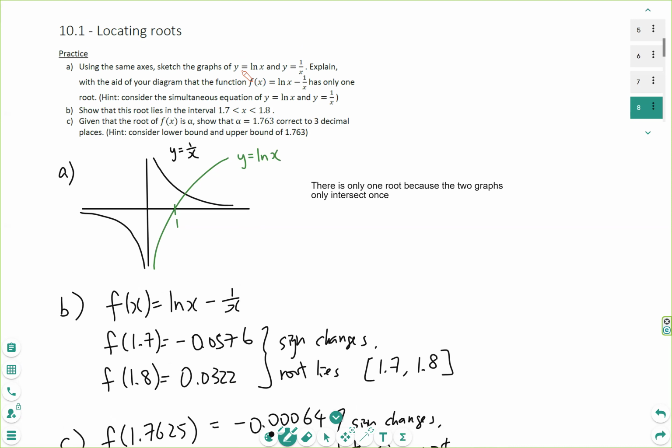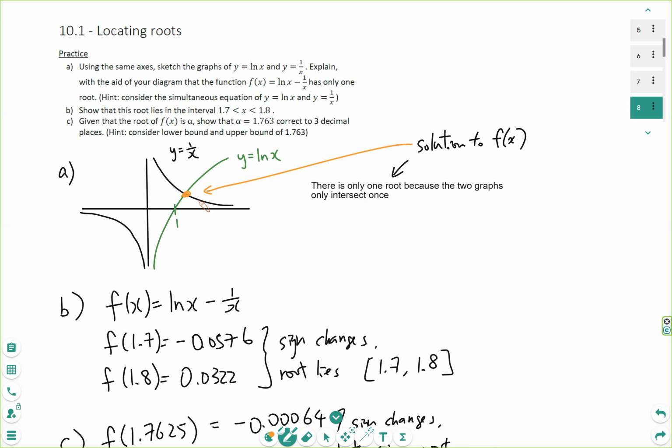Now you might be thinking, how are these y functions related to this f of x? If you bring the 1 over x to the left-hand side, you see 1 over x equals ln x, which are the two graphs. That's why we look at where they intersect. After sketching a graph, you can say there's only one root because the graphs only intersect once. When we say one root, we talk about the one solution to the function f of x.